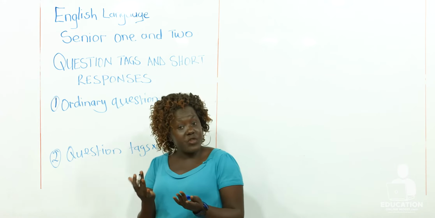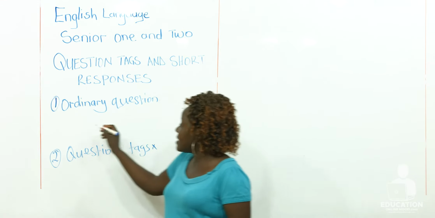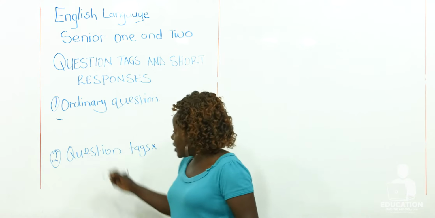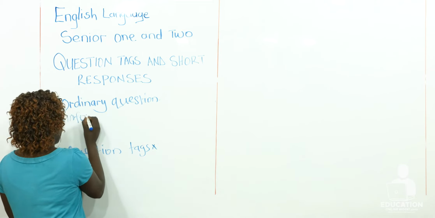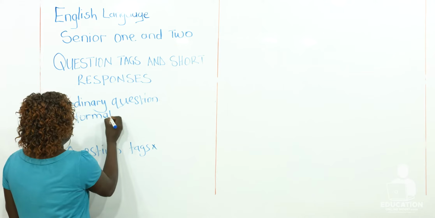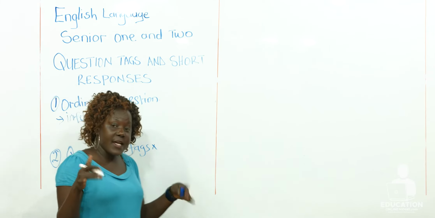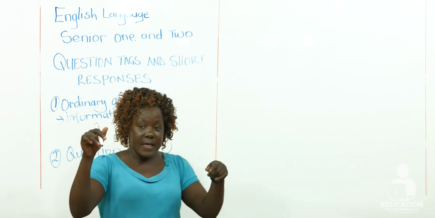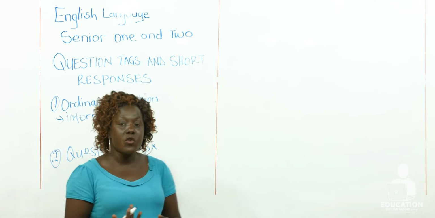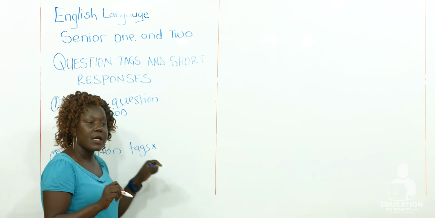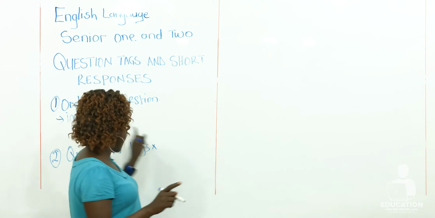Now, what is the difference between question tag and ordinary question? The ordinary question is geared towards information. If you want to get information, this is the type of question you should ask. Example, who is the headmistress of Juba High Secondary School? There you are looking for information about the headmistress of that school.